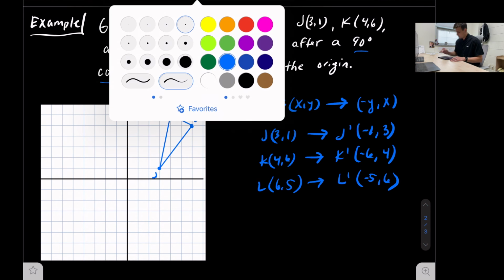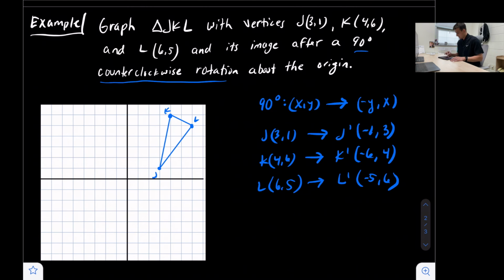Okay, so I will switch up my color here. Let's go red, and let's graph our new image. So negative 1, 1, 2, 3. So this is J prime. Negative 6, 2, 3, 4, 5, 6, and 1, 2, 3, 4. And this is K prime. And then negative 5, 1, 2, 3, 4, 5, 6. There we go. And that is L prime.